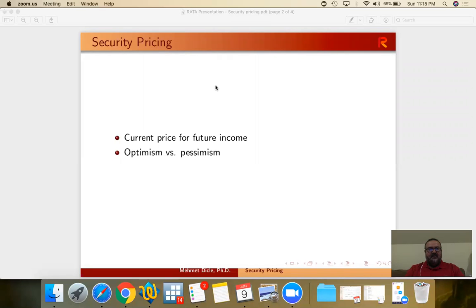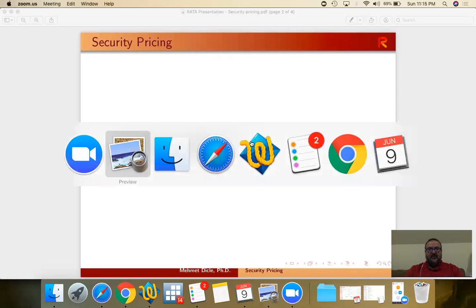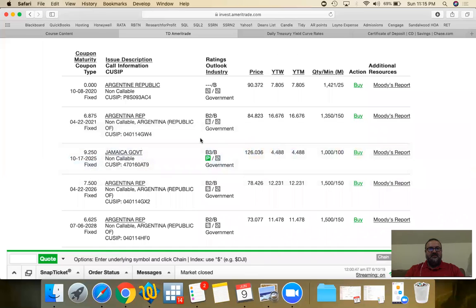So our topic today is security pricing. How much are we willing to pay today for future income? I'll go through some examples of basic securities, and then we'll get to a more complicated issue of how stock prices are determined and what causes security prices to fluctuate.